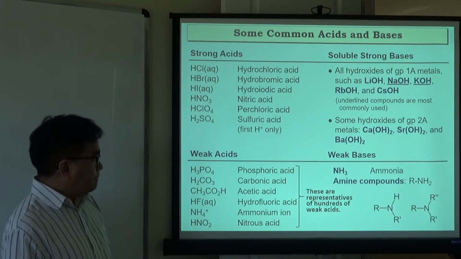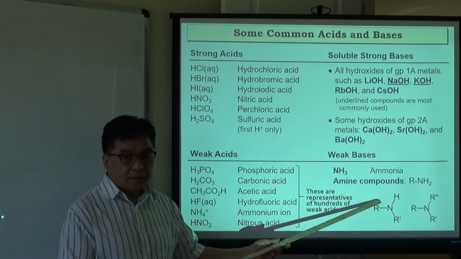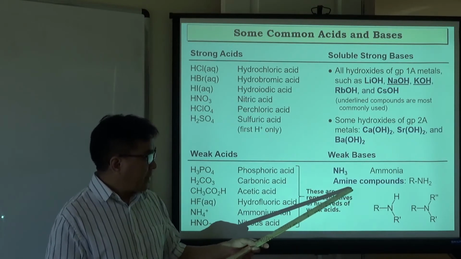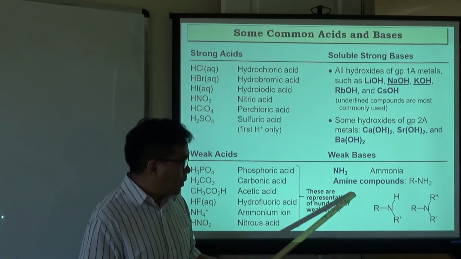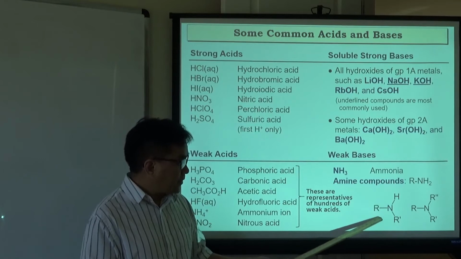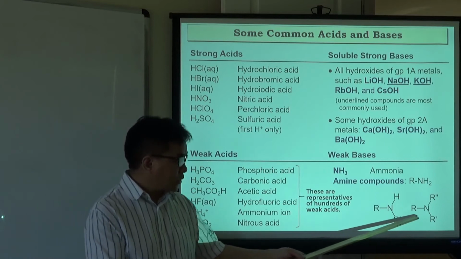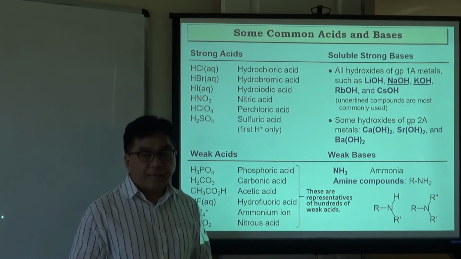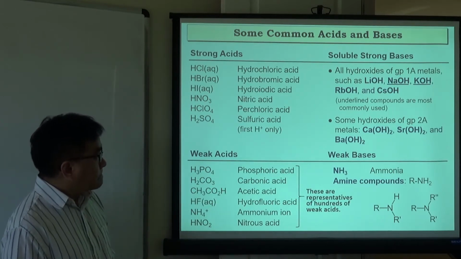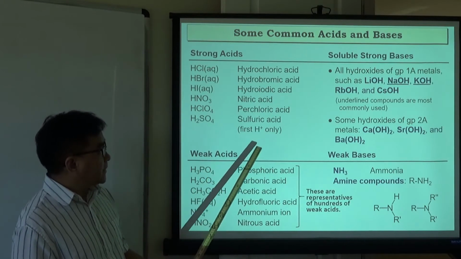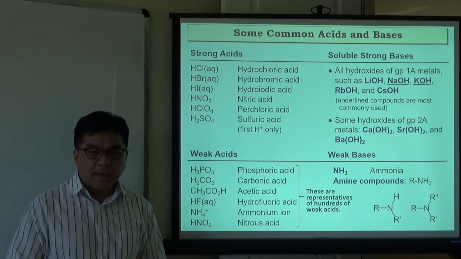Okay, and weak bases are either ammonia or derivatives of ammonia, which we talked about already, and they're called amine compounds. So you can replace the hydrogen on the ammonia by other groups. Okay, so R prime or R2 prime are just different groups attached to the nitrogen. But as long as the nitrogen still has that lone pair of electrons, it does act as a base, as we have discussed. Okay, so just make sure you know the list of the strong acids and these strong bases. So everything outside of that is going to be weak acids and weak bases.